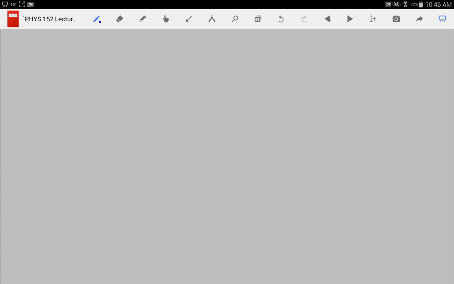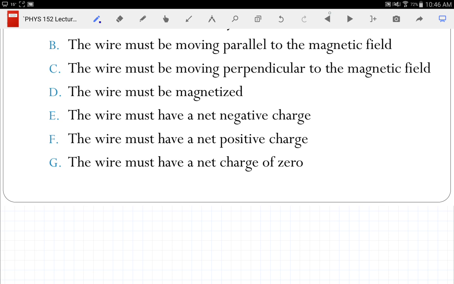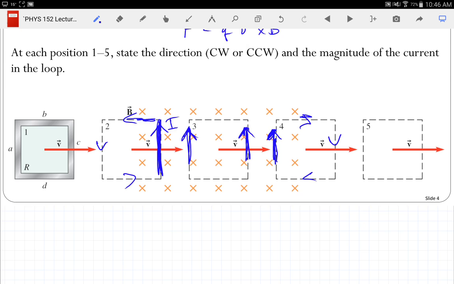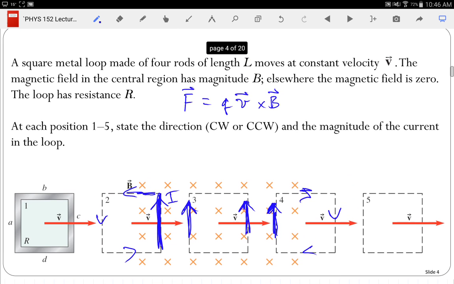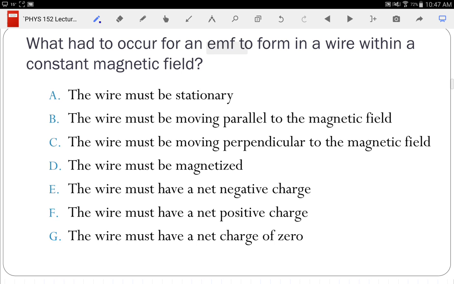I think I went one too many slides. We'll see. Yep, one too many slides. Oh, no, it was the right number. Okay, clicker question. I thought I had another slide before this.